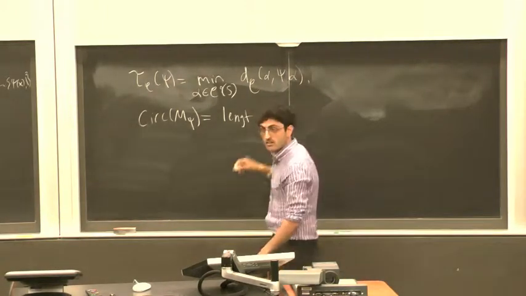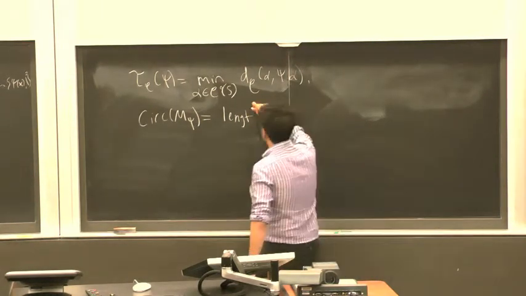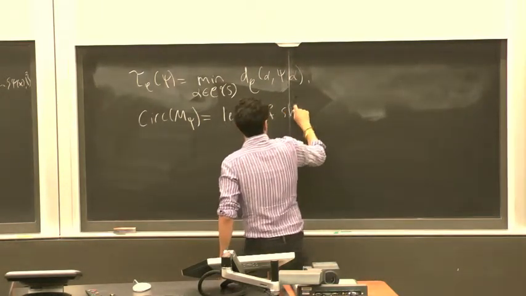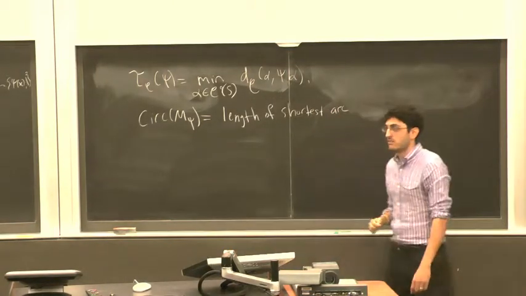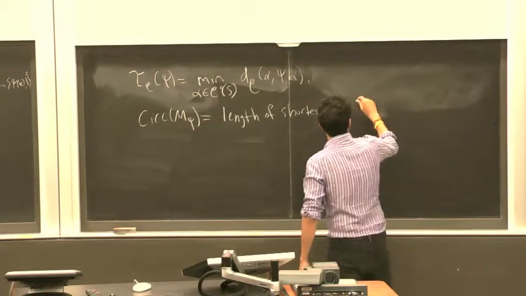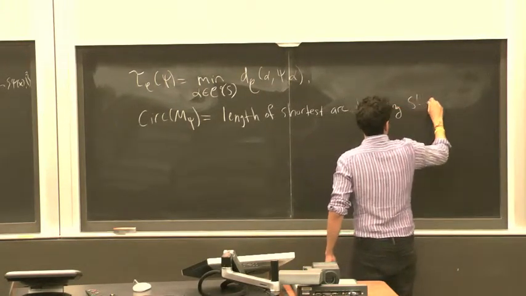Okay? But they don't have to close up, right? They can have different endpoints. Yes, yes, they don't have to close up. Thank you. So length of shortest. What's the choice of fiber? Doesn't matter. Okay. Yeah. Traversing the S1 direction.